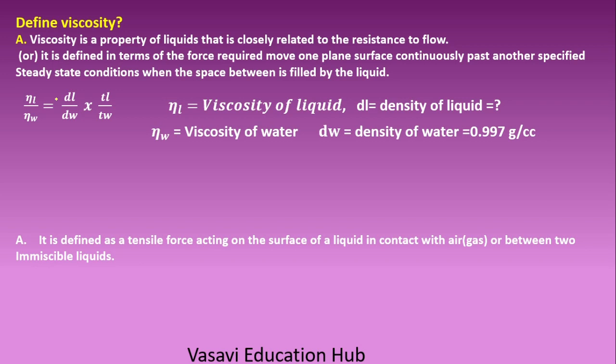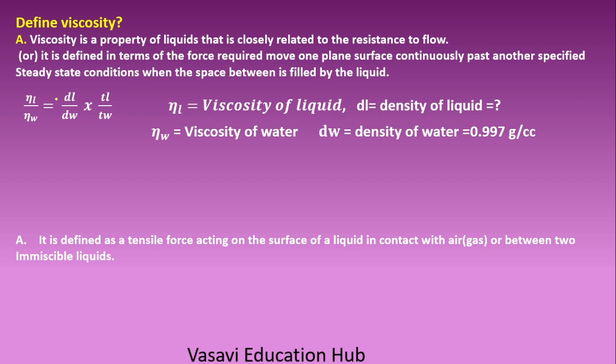So it is a very simple definition. It is closely related to the resistance to flow, or it is defined in terms of the force required to move one plane surface continuously past another under specified steady state conditions when the space between is filled by the liquid. So simply you can say resistance to flow is called viscosity. Okay, what is the formula for the viscosity?